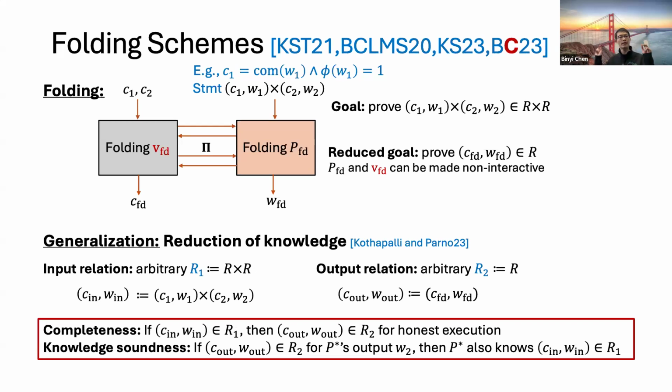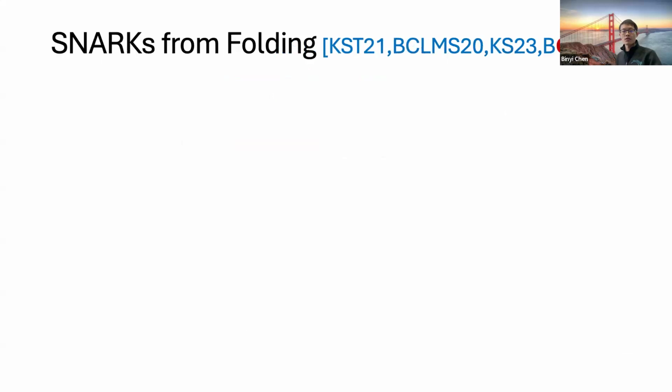By knowing, I mean there exists some extractor algorithm that outputs it given black box access to this malicious prover. So now let's see, suppose we have a folding scheme, how do we build a piecemeal SNARK?